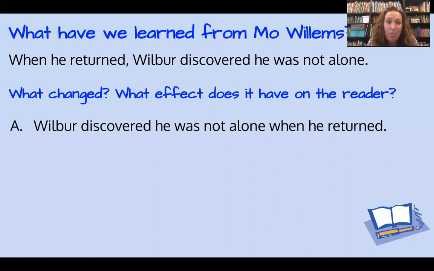That's right. When he returned, the opener, has been moved to the end of the sentence. When he returned is still there. Wilbur discovered he was not alone when he returned. When we move that subordinate clause to the end of the sentence, we don't necessarily need that comma anymore, right? And so, again, it's up to the writer to choose where you want to put that AWUBIS to make the most sense for the reader.